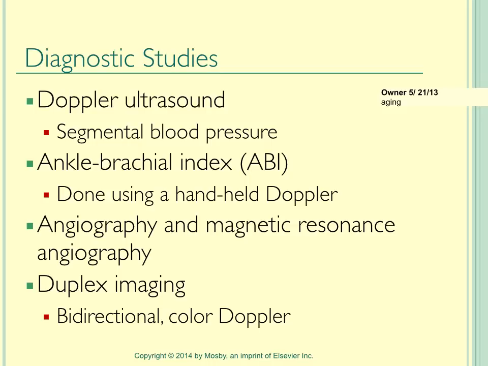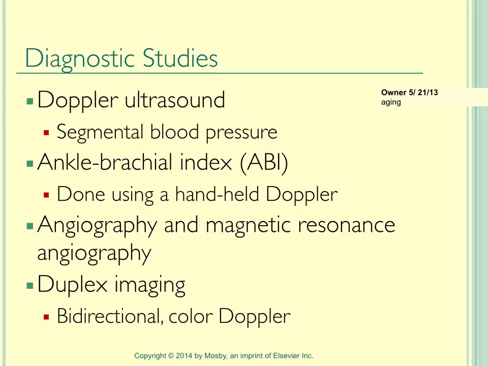Now, a drop in segmental blood pressure of greater than 30 millimeters of mercury suggests peripheral arterial disease. So with segmental blood pressure, you have used Doppler ultrasound and you have seen the segmental blood pressure. And if there is a drop of greater than 30 millimeters of mercury, it will suggest peripheral arterial disease.